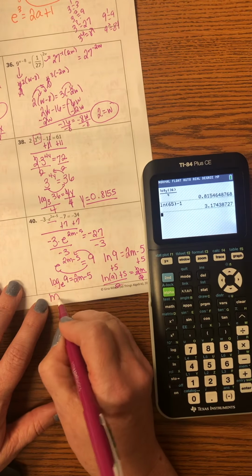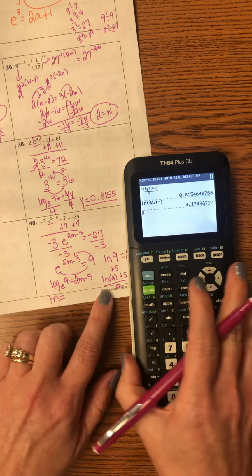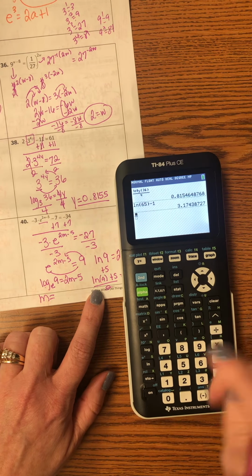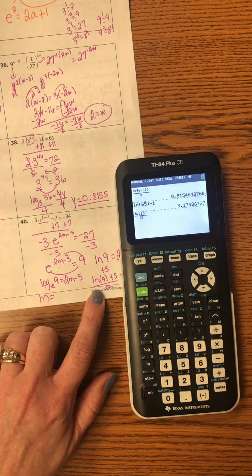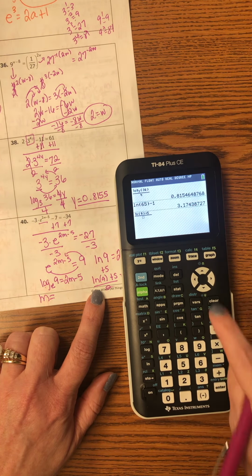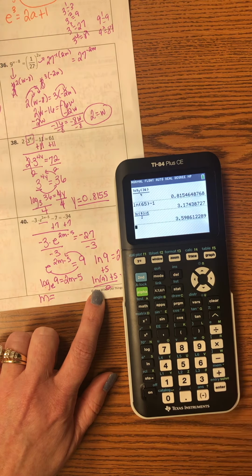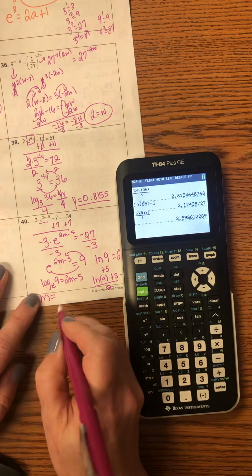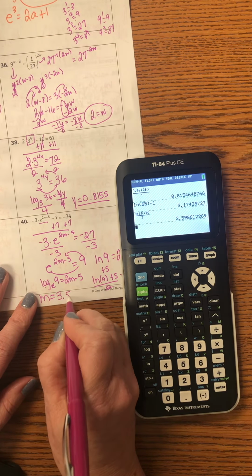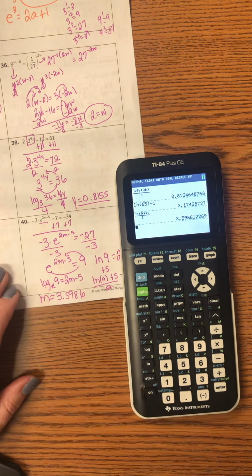So I've got m is equal to, since I have a fraction, let's use alpha x, and we'll do the natural log of 9, but you have to close the parenthesis on the natural log, and then plus 5 over 2. 1, 2, 3, 4, behind the 6 is a 1, so that will not round our value up. And that's your final answer.